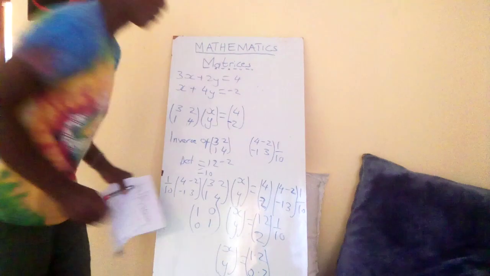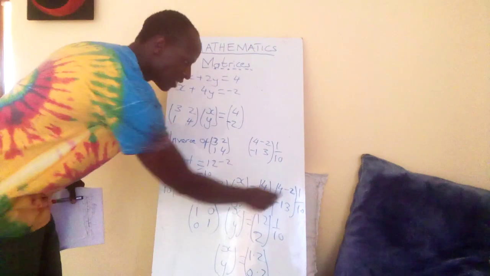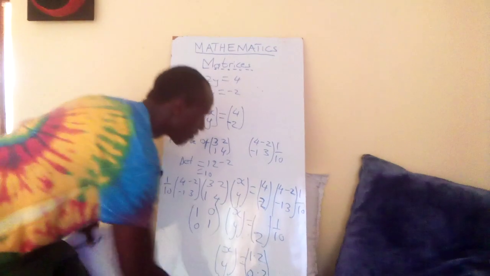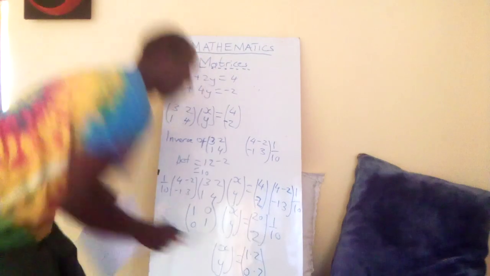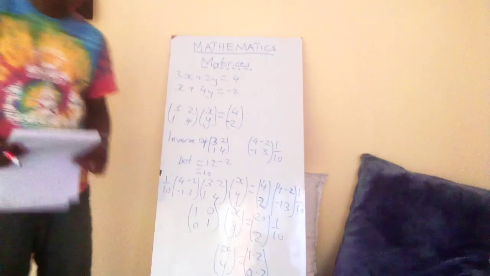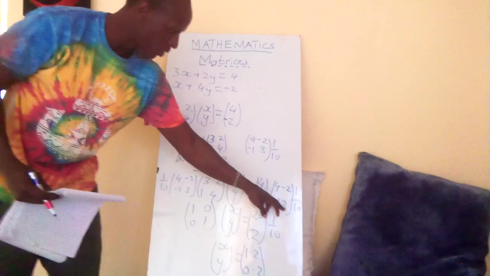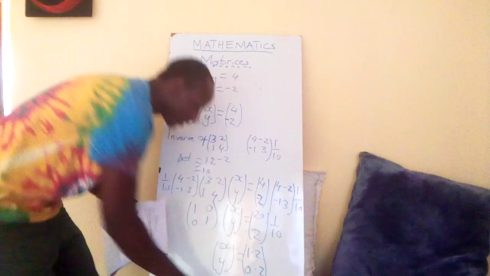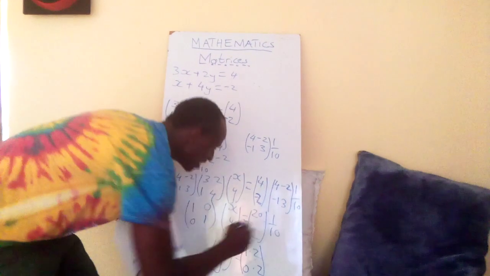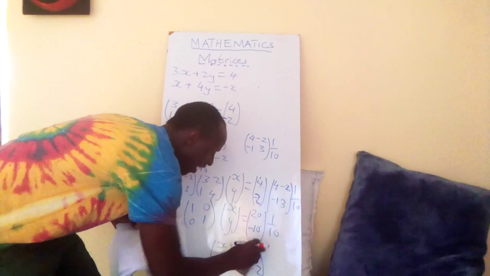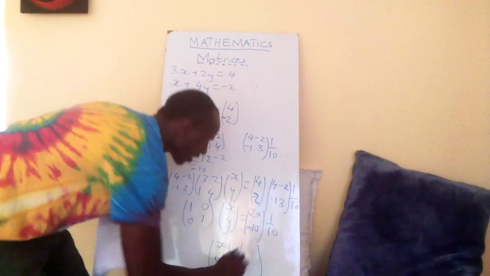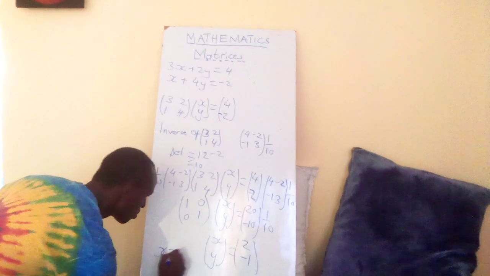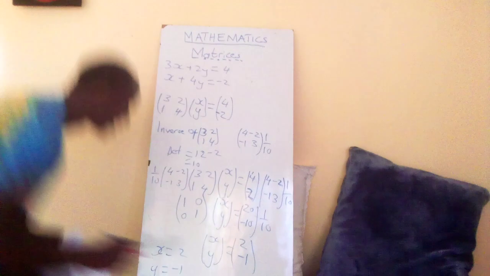It will be 4 times 4, that's 16. Then negative 2 times negative 2, that's 4. That gives you 20, actually not 12. Then 4 times negative 1, that's negative 4. Negative 2 times 3, that's negative 6. That gives you negative 10. So here you should be getting negative 10. Hence, when we divide, we get as answers 2 and negative 1. So your value x equals 2 and y equals negative 1.